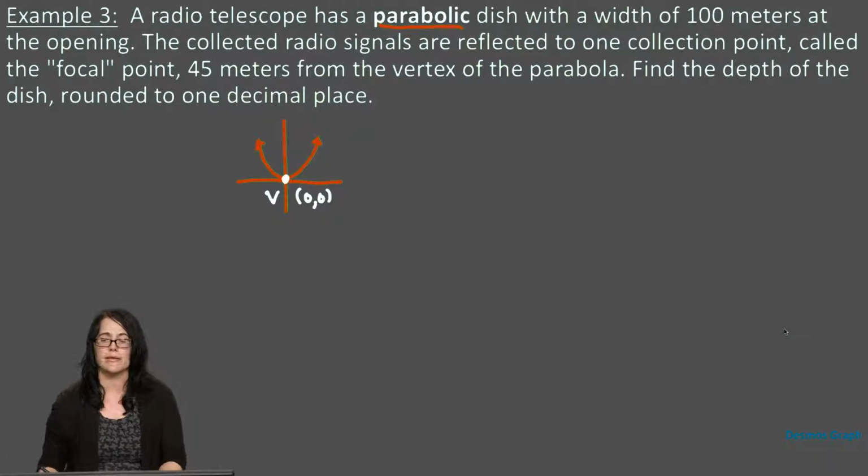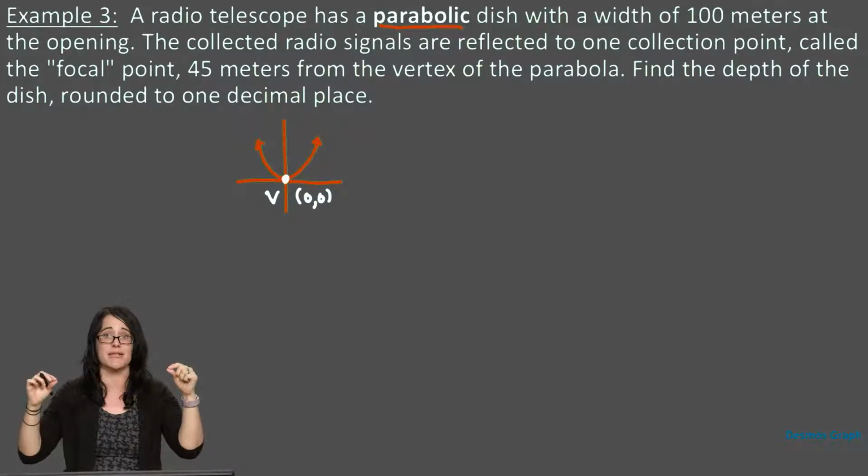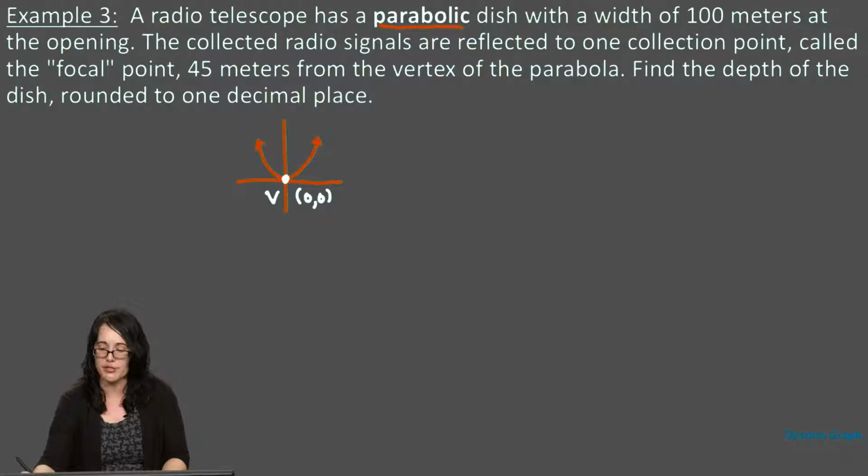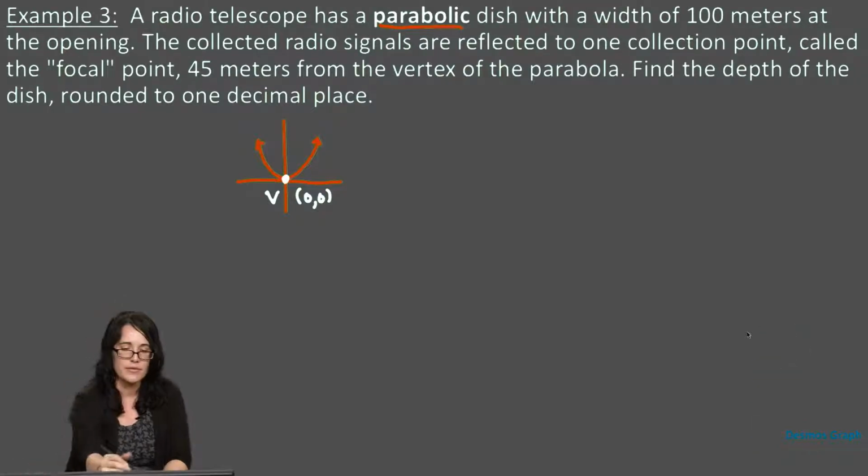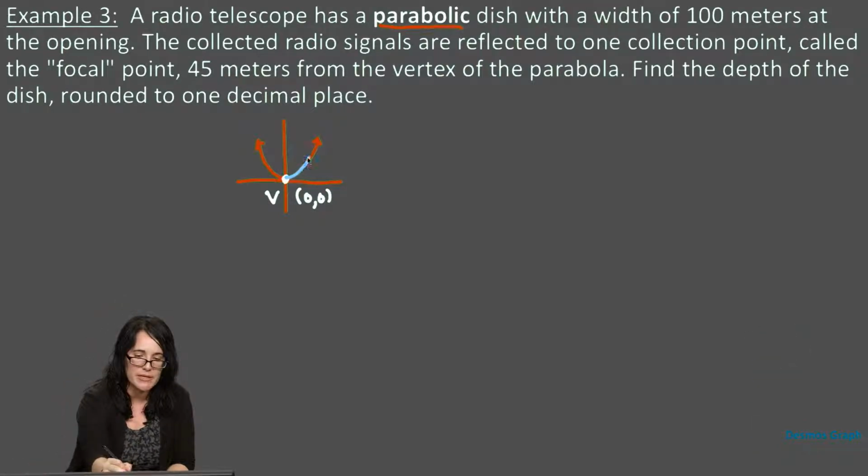Let's continue with what else it gives me. Notice it says that the parabolic dish has a width of 100 meters at its opening. Now, why would it say something like this? Well, remember that in math, parabolas continue going on and on and on forever. But a real situation, like a parabolic dish or a satellite dish, would actually have an ending point. It might be shaped parabolically, but then it stops, doesn't it? And that's what's happening here. So let me show you what I mean. This dish might be going something like this and then stopping.